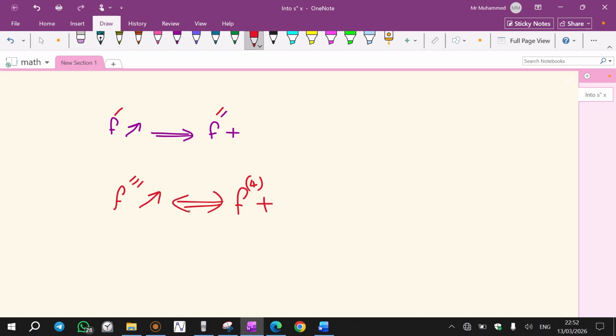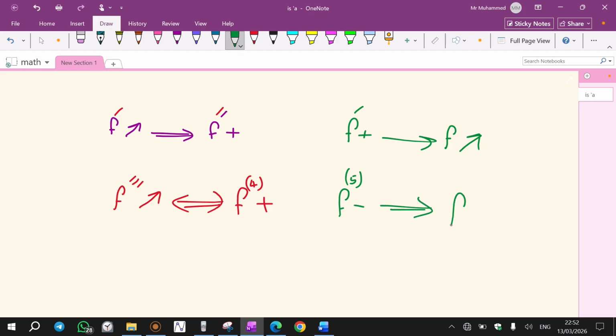And it's two-sided. The other way is true as well, vice versa. If the question gives you any derivative that is positive, that means the function before this derivative, which is f, is increasing. If the fifth derivative of f is negative, I can tell the fourth derivative is decreasing. This is the relation.